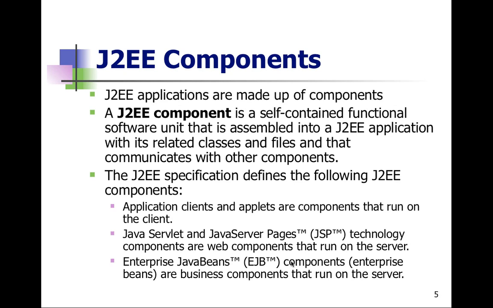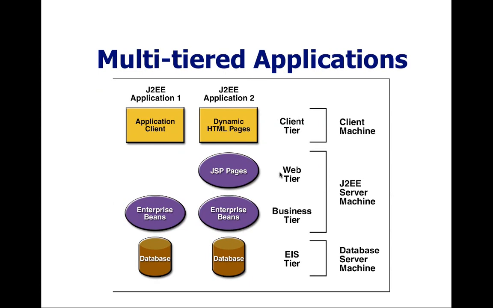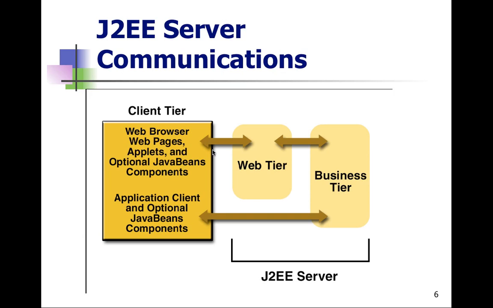And here's our server communications protocol, our configuration, where we have that web tier with the business tier. And this is nothing more than this one turned on its side. I'm looking at this area right here, the purple things put on their side, essentially. So the web browser, web pages, applets, optional bean, Java bean components. Actually, you could put Java bean components out and deliver them in the form of applets.